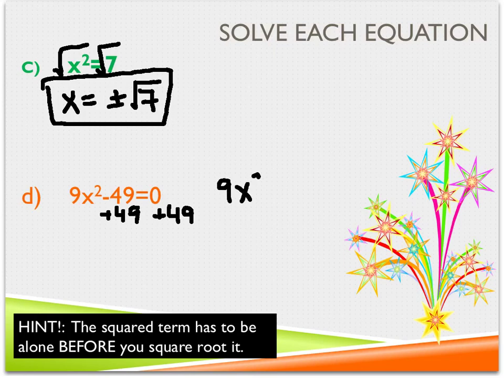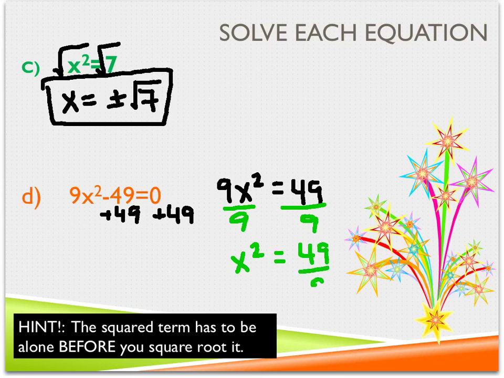So I get 9x squared equals 49. Now remember, I still need to isolate my x squared term. There's a 9 connected to it right now, so I need to divide each side by 9. x squared equals 49 over 9. Now I'm going to take the square root of both sides. Since I'm drawing the square root, I have to remember to put plus minus.